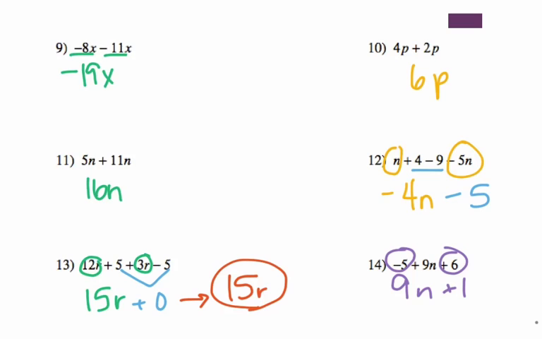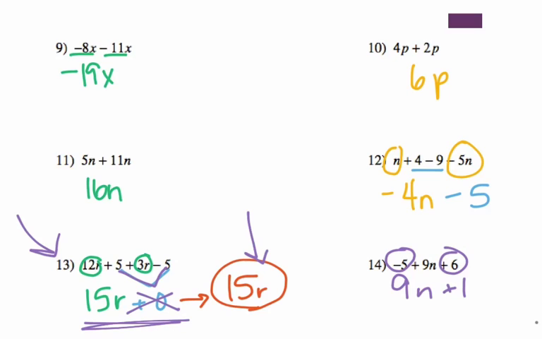All right, I'm going to skip down. I want you to check your work. I circled any terms that were like terms that I could combine and rewrote them in the next step. I want to focus on number 13 here. We get 15r. I'm sure you got that. Then 5 and negative 5 is 0. So you could write it as 15r plus 0, but the more simplified expression would just be 15r. We don't need to write the plus 0.